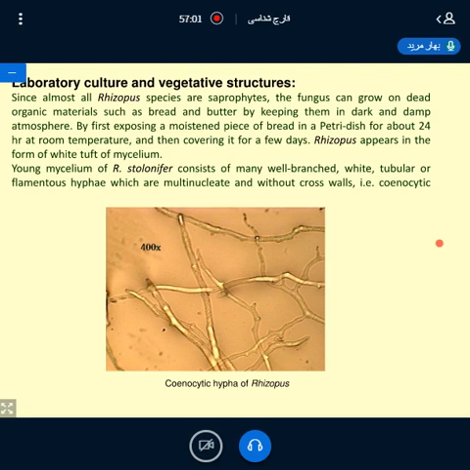The mycelium of Rhizopus stolonifer consists of many well-branched, white, tubular or filamentous hyphae, which are multinucleate and without cross walls. The hypha is coenocytic. Coenocytic hypha of Rhizopus is shown in this picture. These hyphae are multinucleate without cross walls.